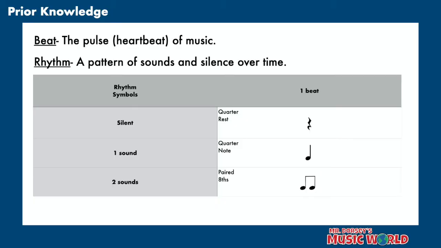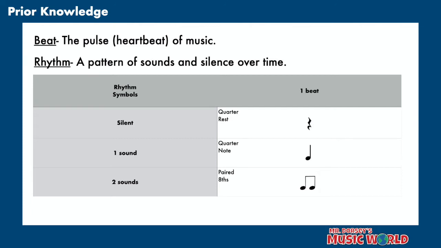All right. We ready to see how they look? Let's take a look at what we need to know in order to read music with quarter rests in it. For some of you, this is prior knowledge, and for some of you, this is brand new. Remember that the beat is the pulse or the heartbeat of music. Rhythm is the pattern of sounds and silences in music. And these are the 3 symbols we need to know.